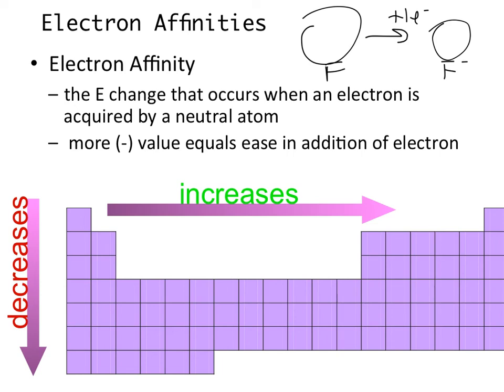And a lot of times this process of gaining an electron basically releases energy. This release of energy is why we represent our electron affinity values with negative values when available, right? So the more negative that value is, the easier the addition of that electron. So basically, energy is released. It's what the atom wants to do.